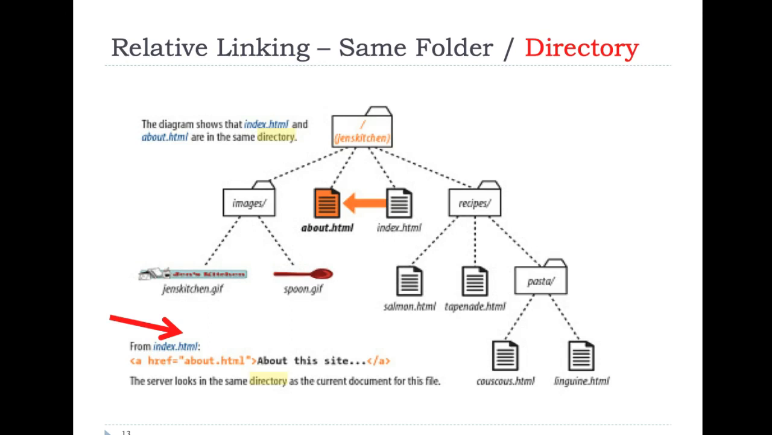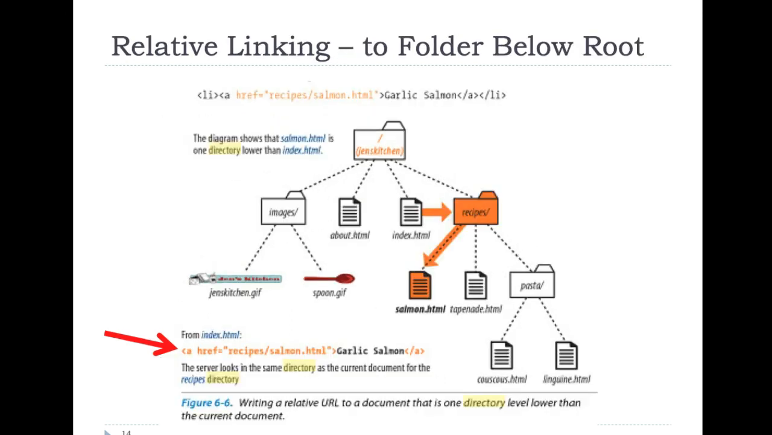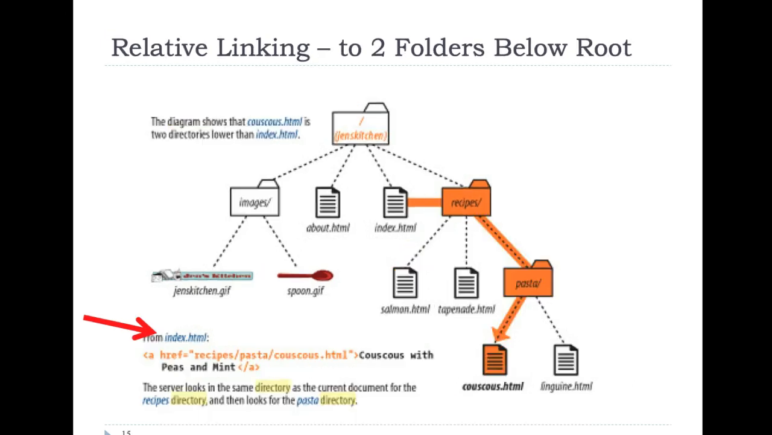This is an instance of linking within the same directory. So here I have an index.html, and I'm linking to the About page, which is on the root level of the folder, so I would simply link to about.html. But again, I would encourage you to also try using http://jenskitchen.com/about.html, the absolute URL for this. Now, this is an instance of linking below the folder. So if I were on the index page and I wanted to link to salmon.html, I would link to the recipes folder /salmon.html, one directory below the main root.